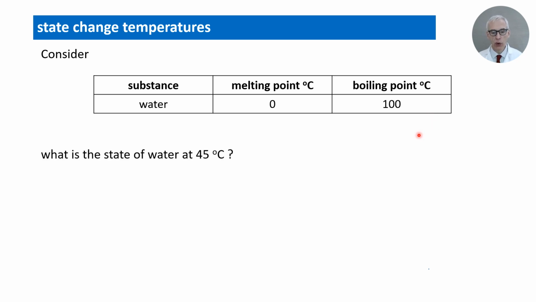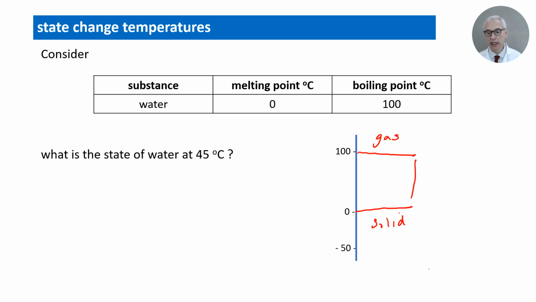But what is the state of water at 45 Celsius? Let's have a look at how we can deal with that problem. The first thing is to draw a number line, and then we know that above 100, water is a gas, and below 0, its melting point, it will be a solid, and in between, of course, it is a liquid. So now we just need to know where 45 is on that number line. Well, 45 is around about here, approximately. That's in the section that corresponds to water as a liquid.